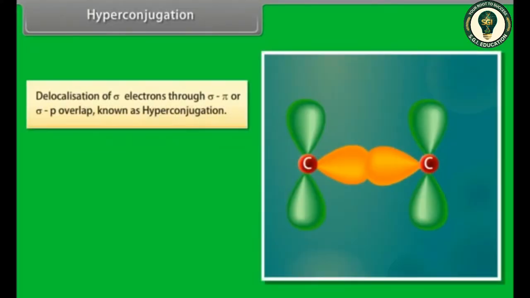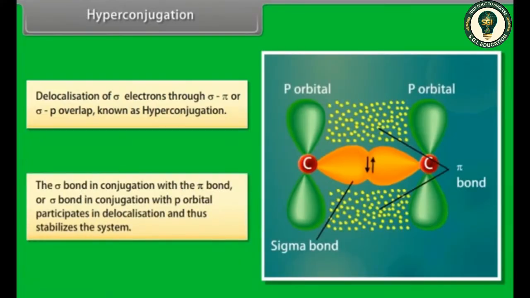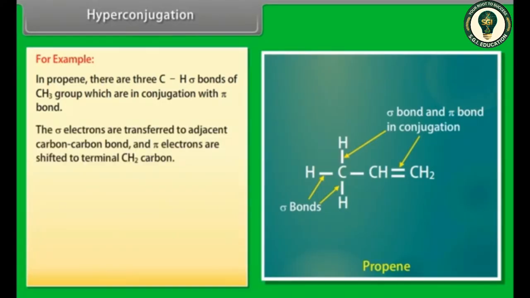Hyperconjugation. Delocalization of sigma electrons through sigma-pi or sigma-p overlap is known as hyperconjugation. The sigma bond in conjugation with the pi bond, or the sigma bond in conjugation with the p orbital, participates in delocalization and thus stabilizes the system. For example, in propene there are 3 C-H sigma bonds of the CH3 group which are in conjugation with the pi bond. The sigma electrons are transferred to the adjacent carbon-carbon bond and pi electrons are shifted to the terminal CH2 carbon.